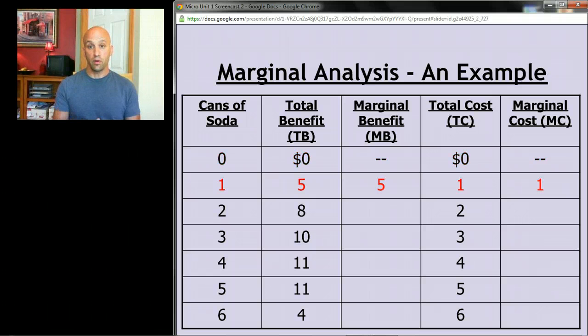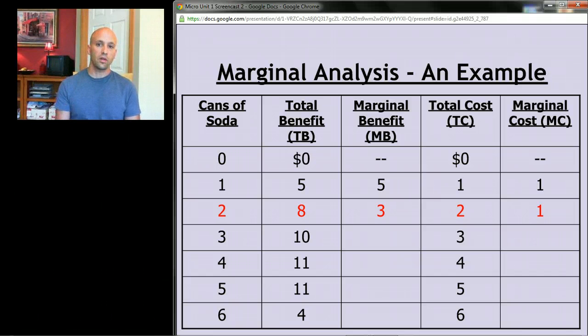So if you go from 0 cans of soda to 1 can of soda, you're going from a benefit of $0 to $5. That's $5 additional worth of benefit. The marginal cost of that first can would be $1. It's going to cost you $1 more to get 1 more can of soda. When we talk about that second can of soda, the marginal benefit here is only 3. It's giving you $3 additional worth of happiness, and it's costing $1 additional to buy.